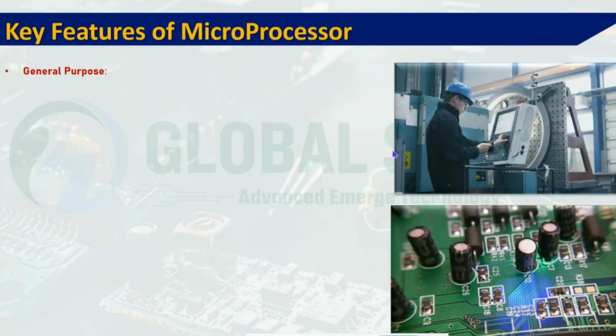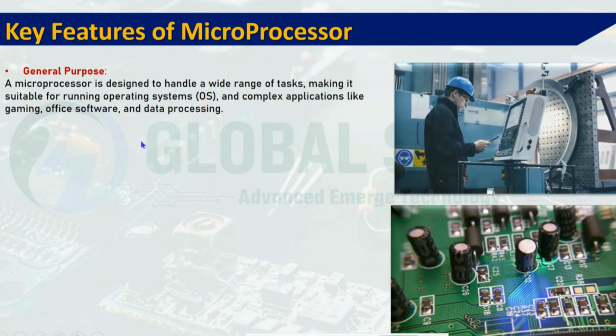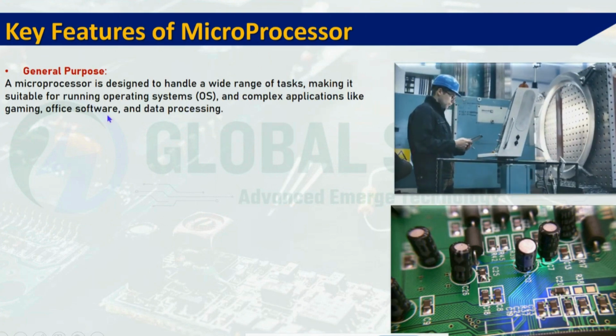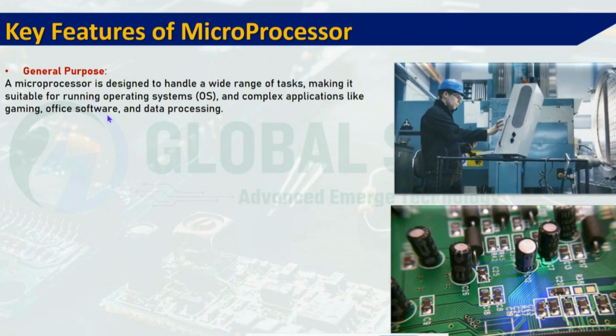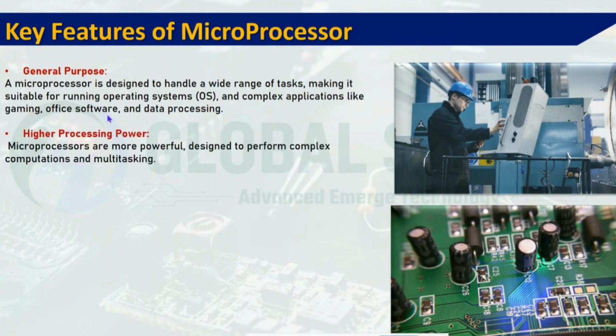What are the key features of a microprocessor? General purpose. Generally, a microprocessor is designed to handle a wide range of tasks, making it suitable for running the operating system, and more, such as laptops or mobiles. It can handle complex applications like gaming, office software, data processing, and high processing power. Microprocessors are more powerful and designed to perform complex computational and multitasking work.